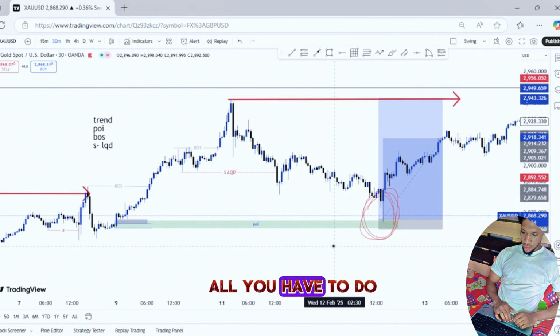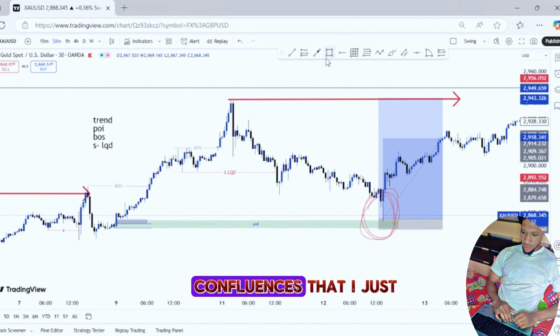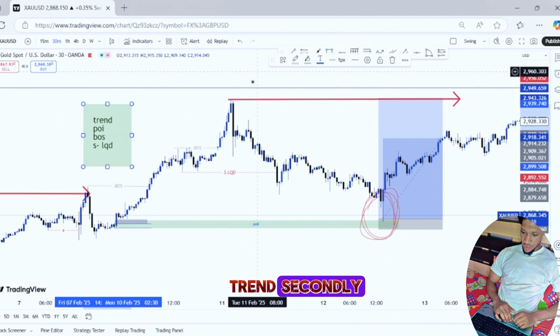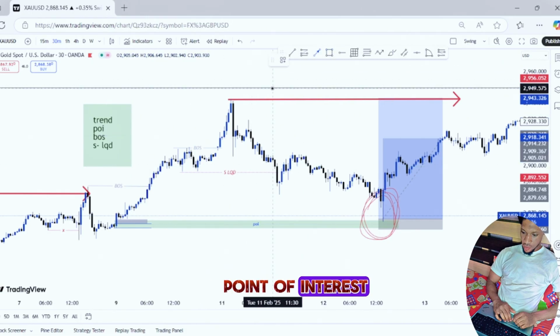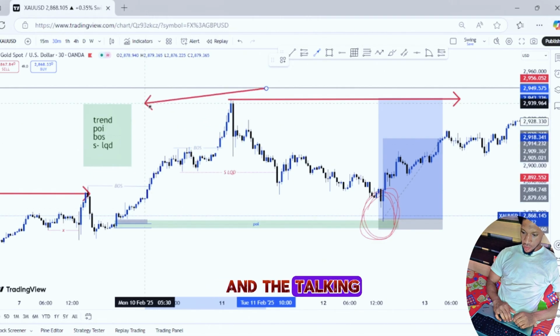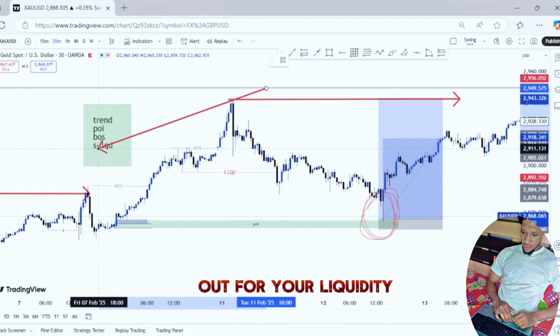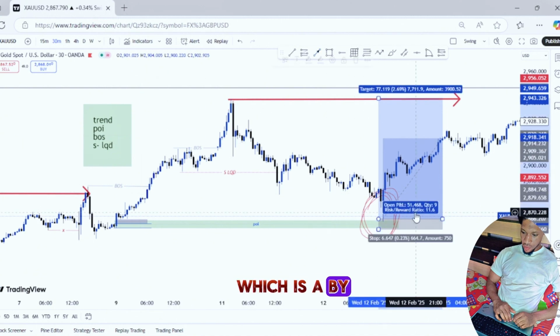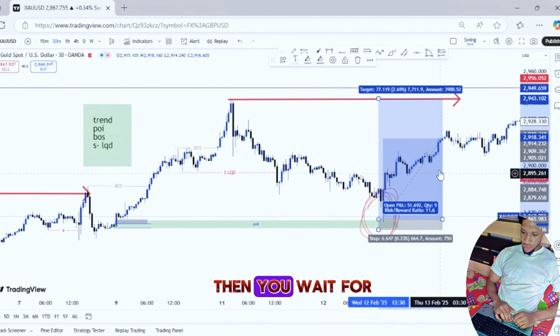Okay, all you have to do, look out for these confluences that I just pointed out right here. First, look out for your trend. Secondly, look out for your point of interest, and you understood how I talked about the point of interest. And the third thing, you're going to be looking out for your liquidity. Then you set your pending order, which is a buy pending order in this case. Then you wait for the market to do it.